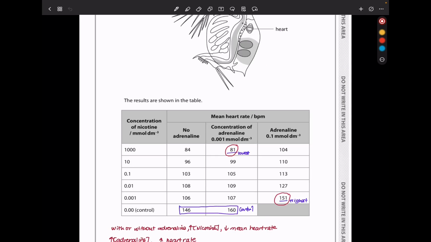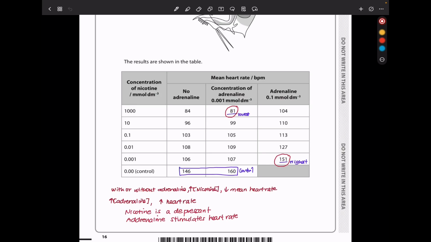They say the results are shown in the table. So here we can see nicotine concentration. It decreases as you go down here, and the control has no nicotine. So here we are measuring the mean heart rate as the concentration of nicotine increases, and here as the adrenaline concentration increases.